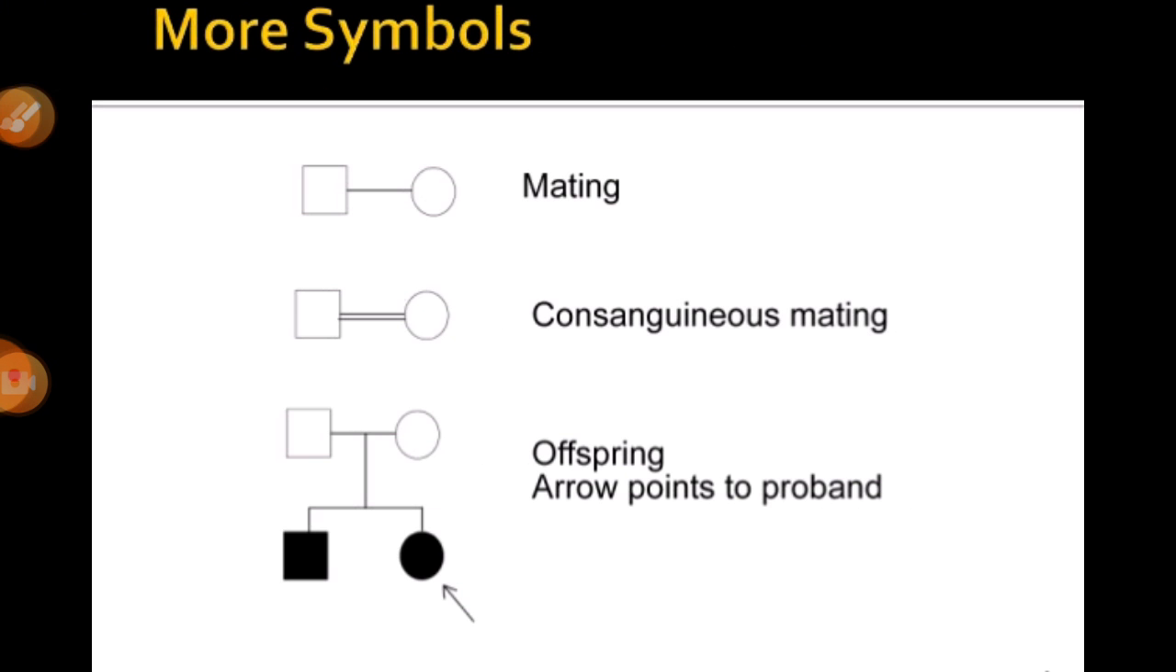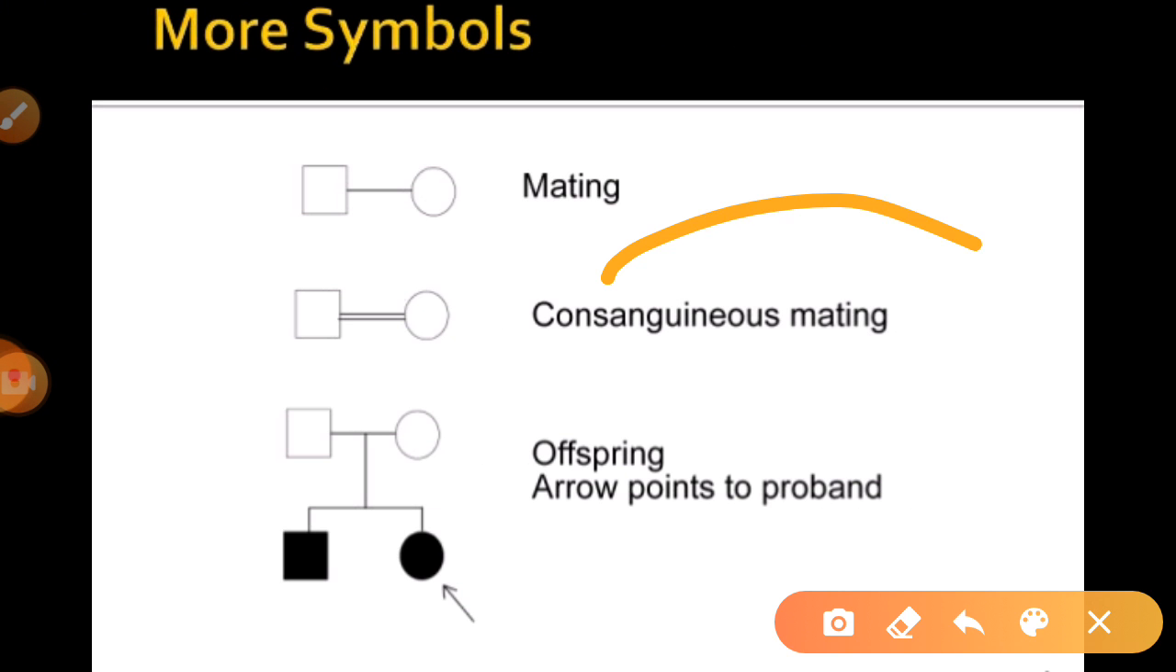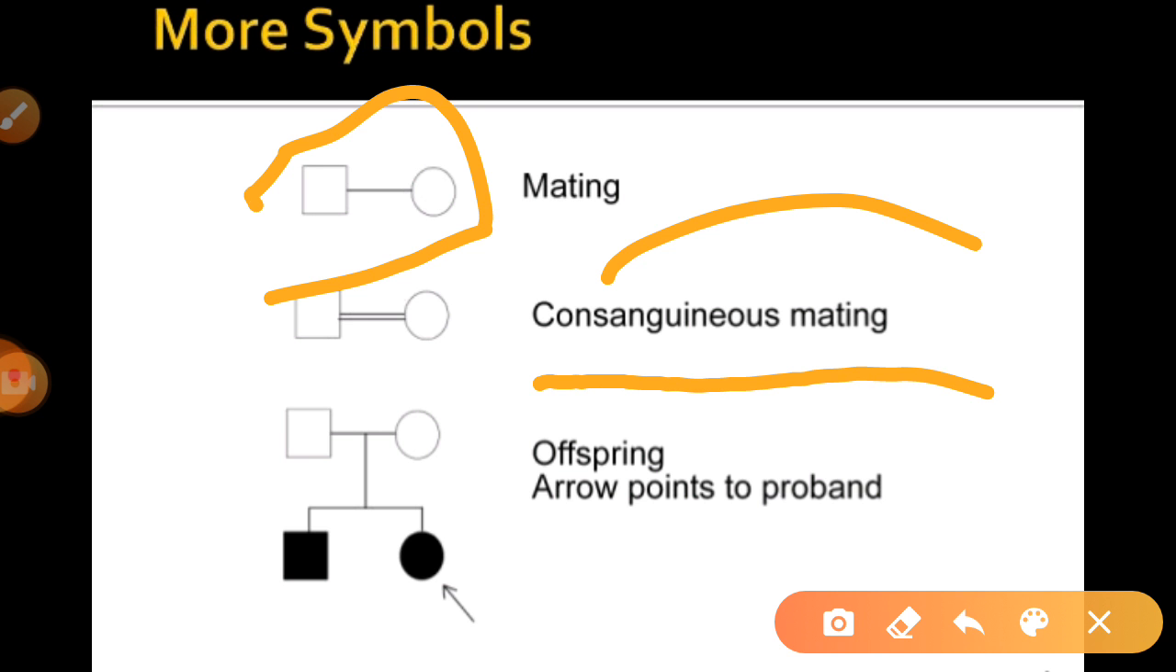But if we talk about symbols where male and female are attached with a single line, we can say that is the mating process. If there is a double line, right, in that case we can say the mating is between relatives, right? This is consanguineous mating, meaning mating between relatives.